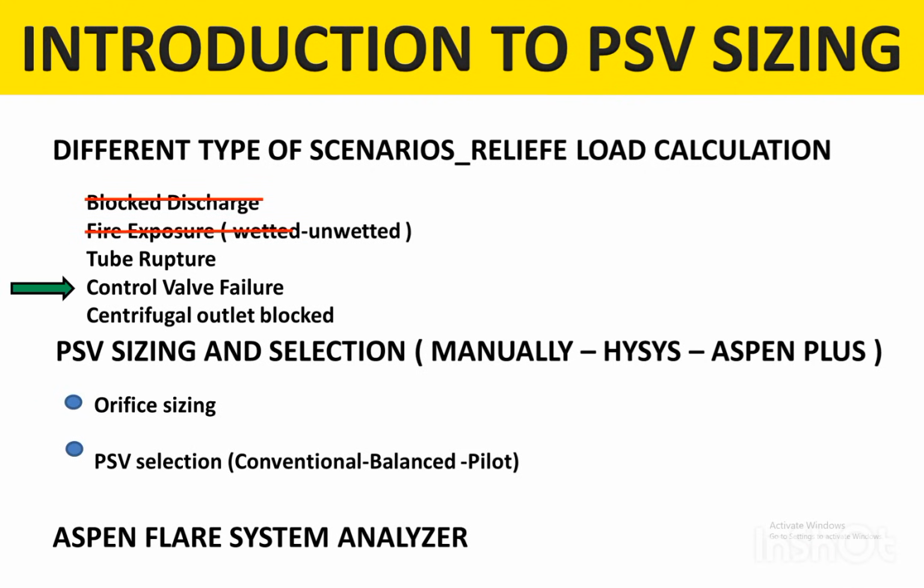In the last session, we talked about blocked discharge scenario and fire exposure, especially wetted fire exposure. And when it comes to PSV sizing, it could be quite challenging to find out if it's applicable to consider PSV sizing for wetted or unwetted fire scenario. In this session, I want to focus on control valve failure, how to find the maximum flow rate when a valve is fully open or fully closed. Just stay with me and learn how to find those considerations.